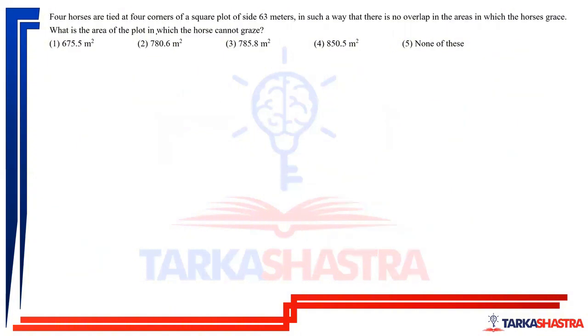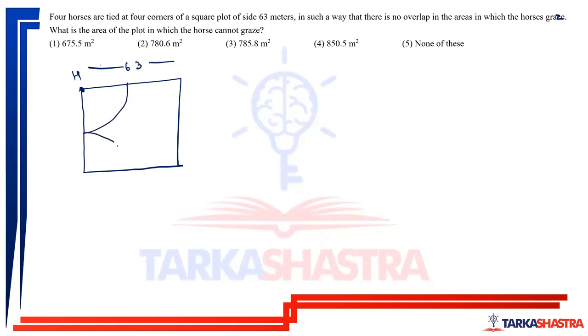Moving forward, 4 horses are tied at 4 corners of a square plot of side 63 meters in such a way that there is no overlap in the area in which the horses graze. What is the area of the plot in which the horse cannot graze? Simple सा है. So there is this horse. The side is 63, correct? So there must be 4 horses. They are tied by the rope, and these are the areas in which they can graze, and there is no overlap in the area in which they can graze, correct?